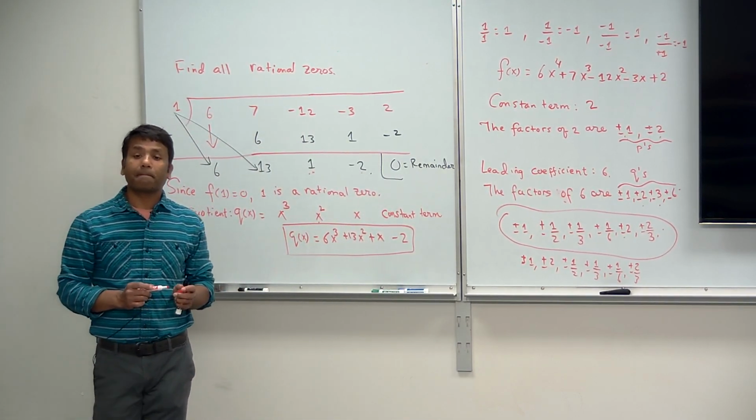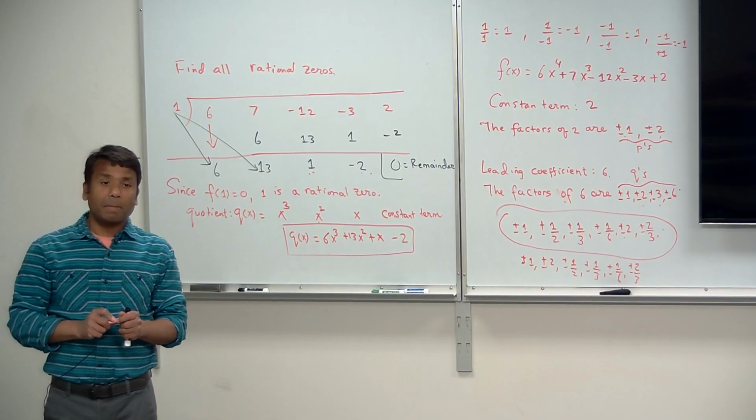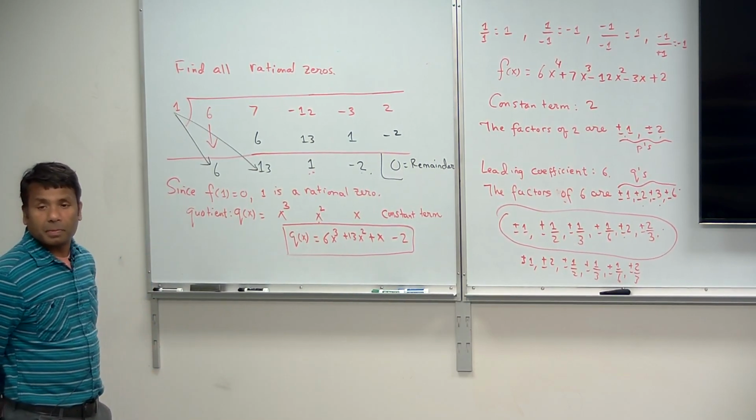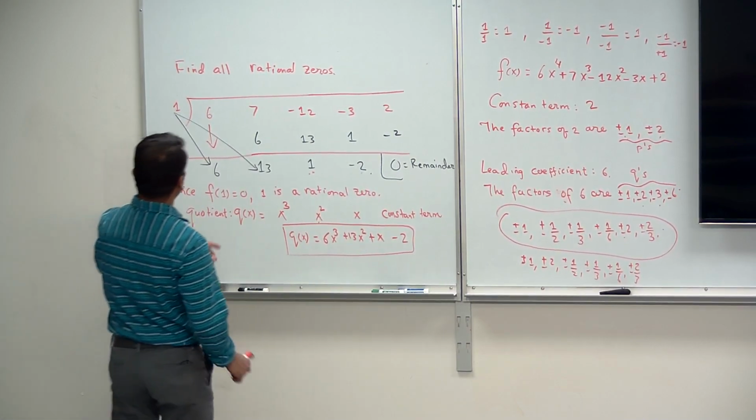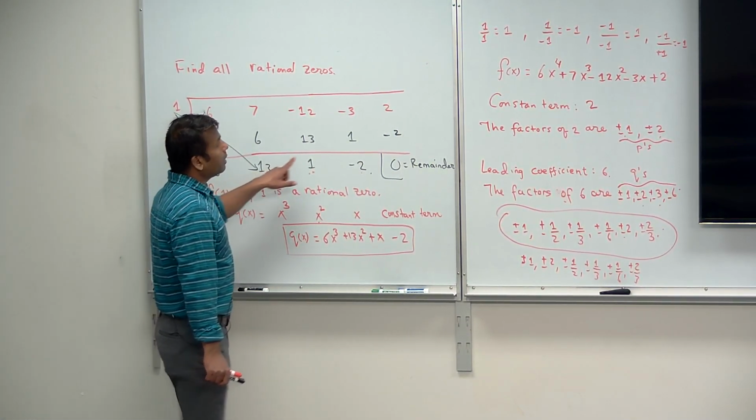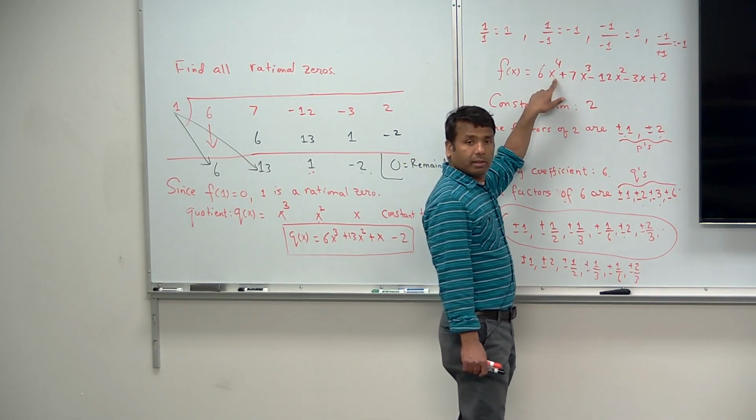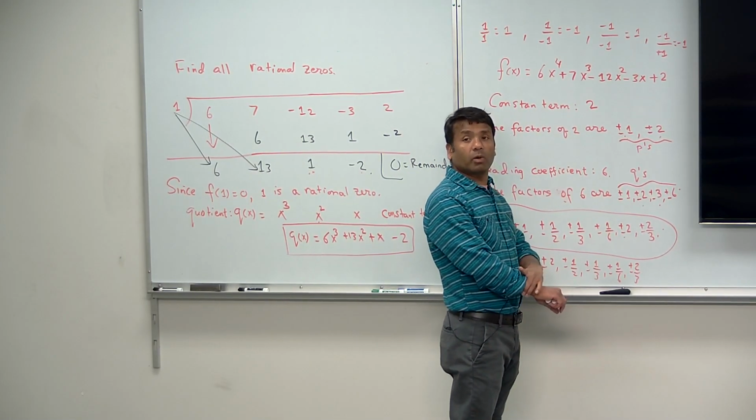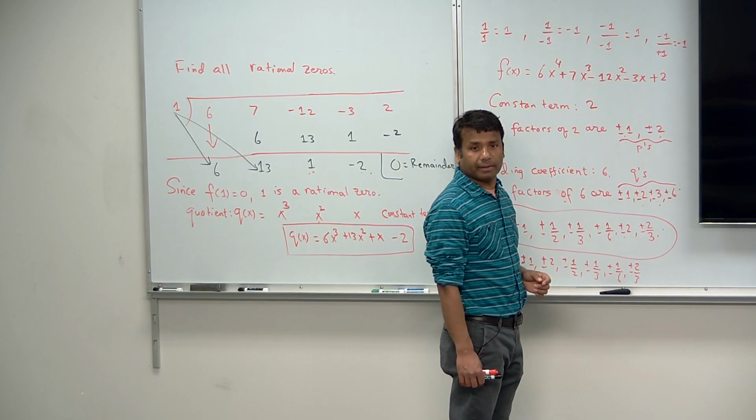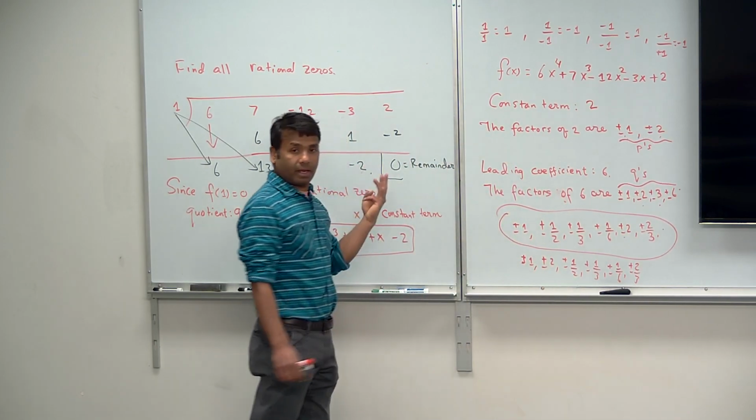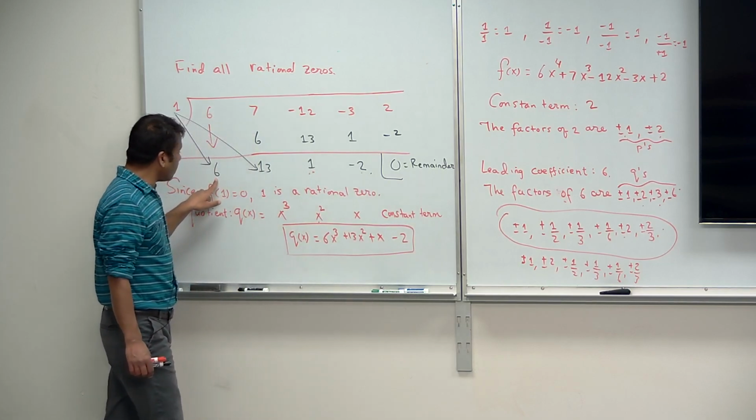See that? Right? Are you with me? You see that, right? Because the degree of dividend is 4. Degree of quotient will be what? 1 less than 4. Right? So that means 3. So this will be the coefficient of x cubed.